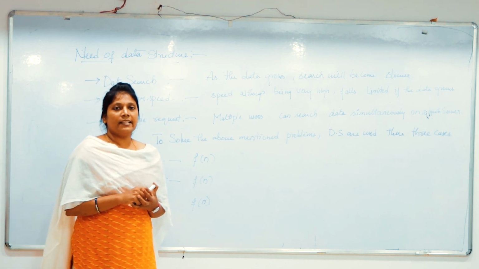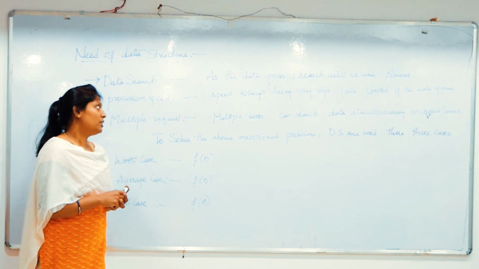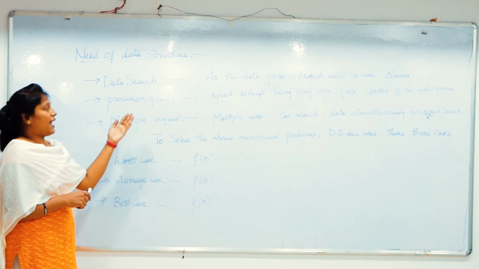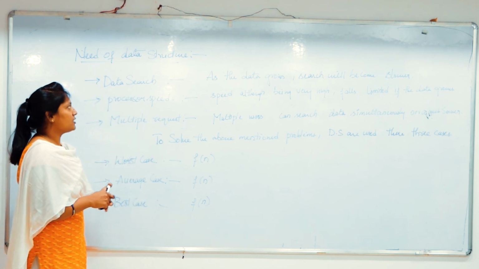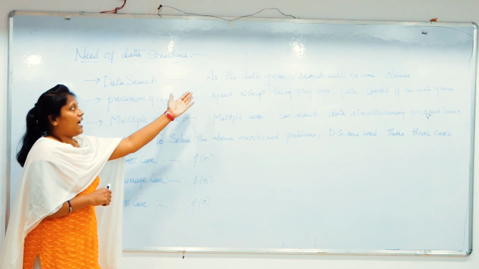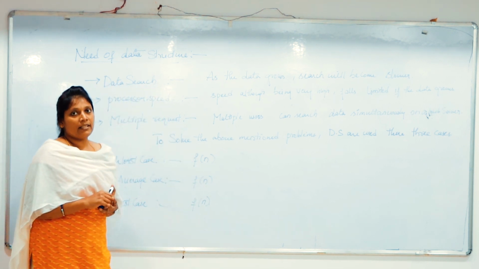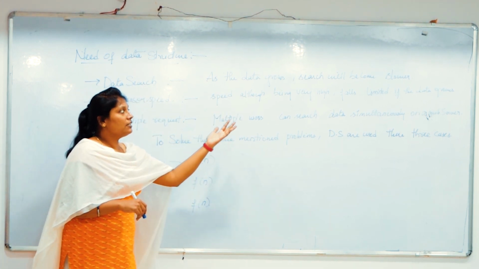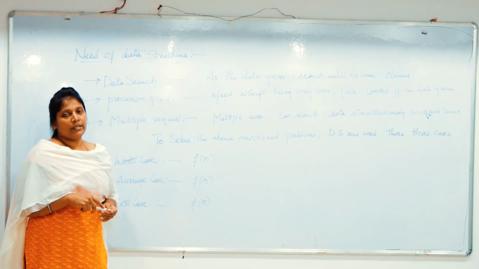If the data is very small, it will be very easy to perform insertion, deletion, updation, and all the operations. But if we have large amounts of data, then data search, processing speed, and multiple requests made on these databases or data structures are the three situations where problems arise. First, data search: as the data grows, search will become very slow. And also the processor speed. Although the CPU processor is very fast, it slows down as the data grows. As the data grows, the processing speed will also decrease.